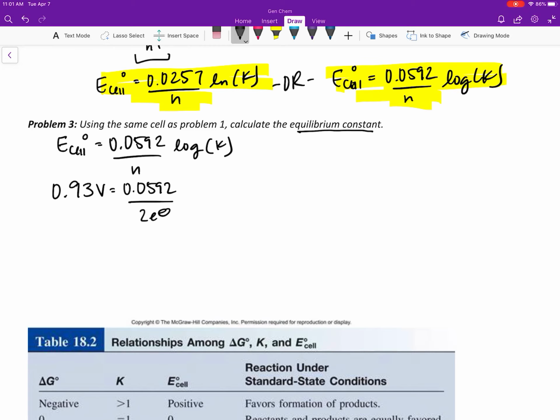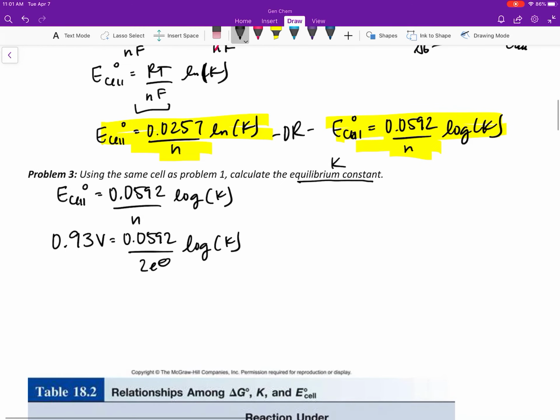So I'm going to plug in my 2 electrons. My K is what I don't know. So make a prediction. Should K, let me get rid of my table, should K be equal to 1, less than 1, greater than 1? Okay. And now I'm going to have to rearrange. So I'm going to take the 0.092 and divide it by 2.